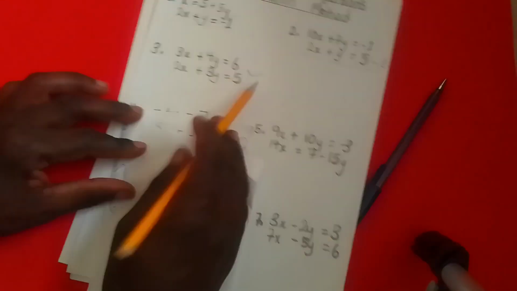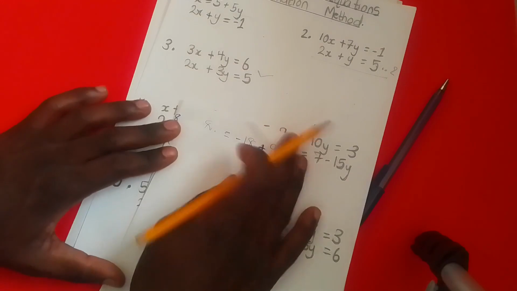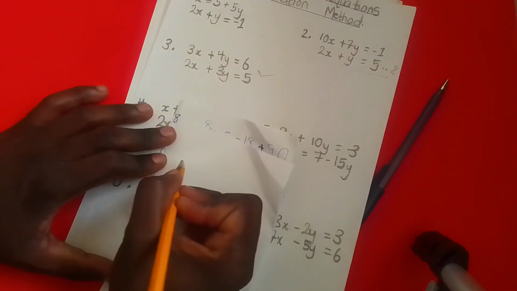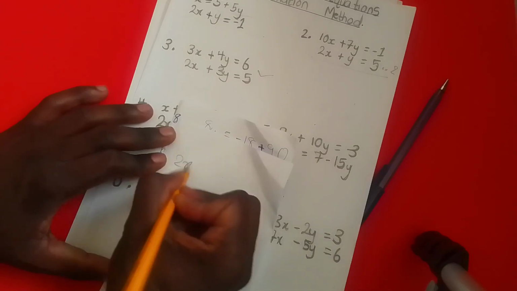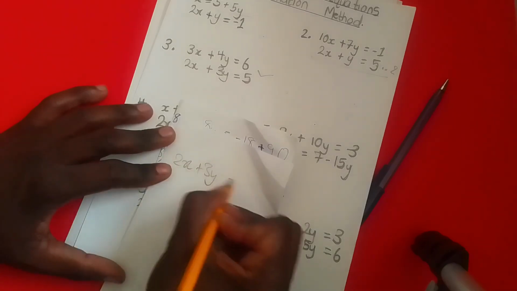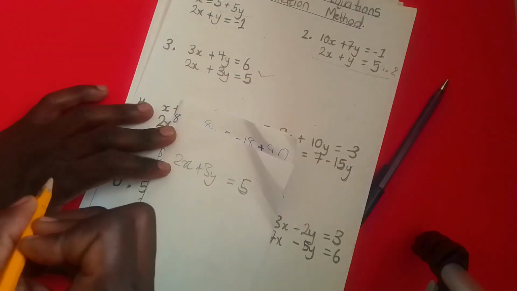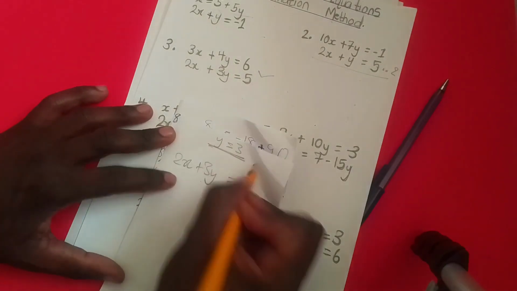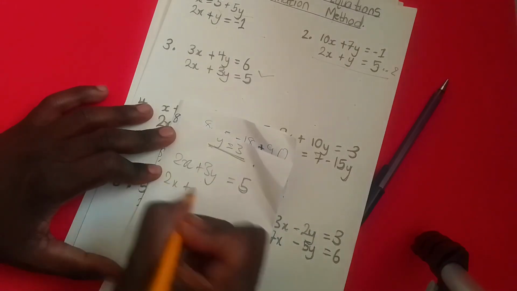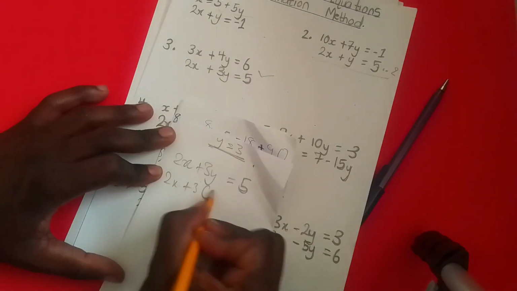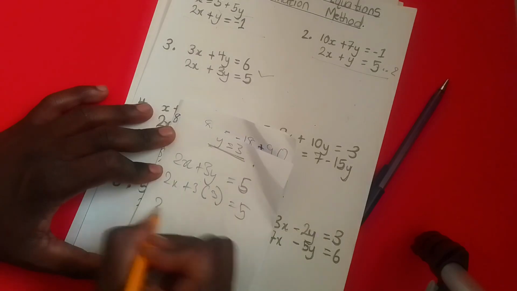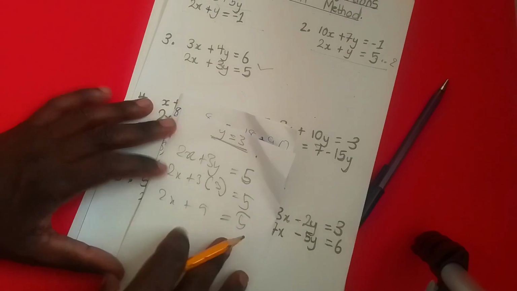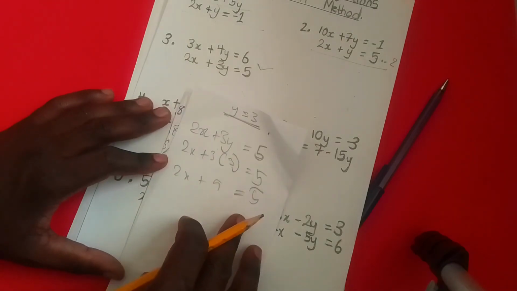Equation 2 is saying that 2x plus 3y is equal to 5. But y is equal to 3, we've solved y to be 3. So 2x plus 3, putting 3 instead of y, is equal to 5. So 2x plus 9, since 3 times 3 is 9, is equal to 5. Are you seeing this clearly?